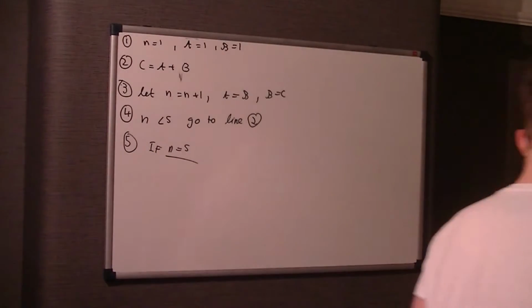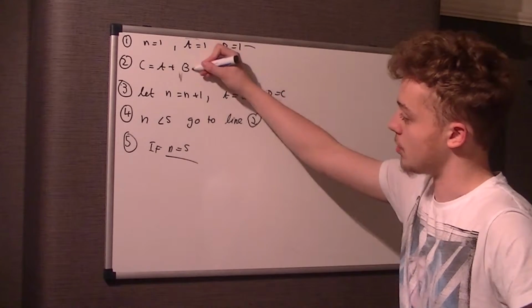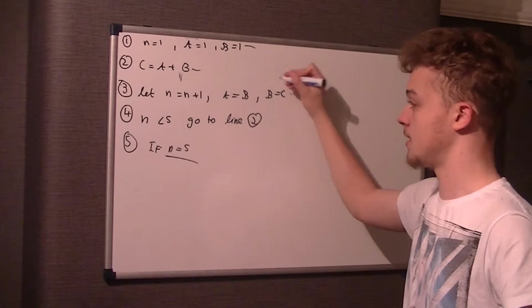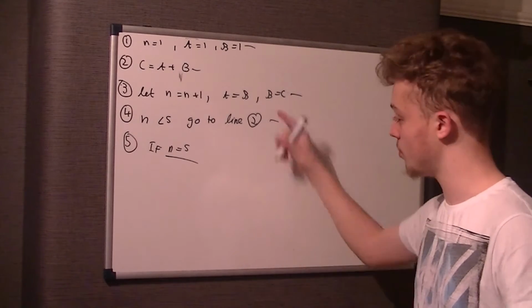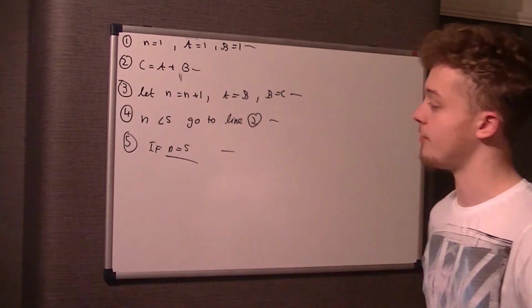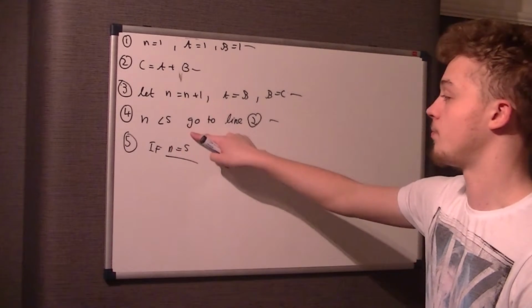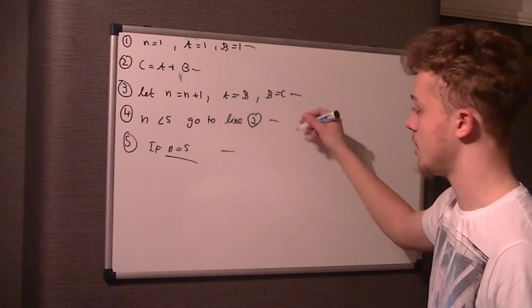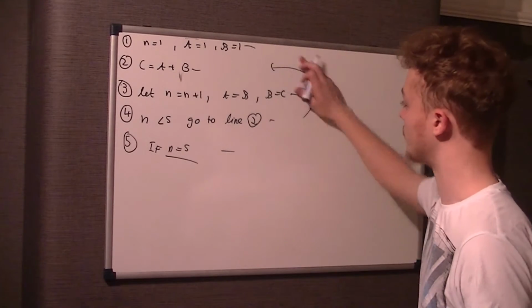Basically, once you've completed this step, you go on to this step. Once you've completed this step, you go on to this step. Once you've completed that step, you go on to step 4. Once you complete step 4, you go on to step 5, and so on. But if you get something like, if n is less than 5, go to line 2, you keep repeating that pattern until you get to the end of the algorithm.